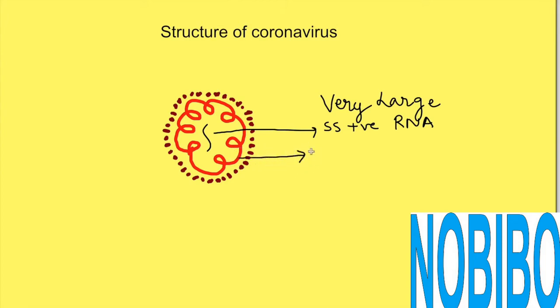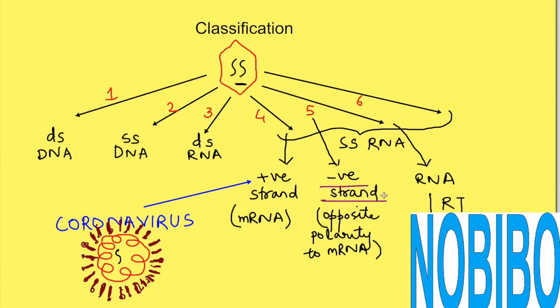Secondly, the nucleocapsid of the coronavirus has helical symmetry. Now, this is an exception since helical symmetry is generally present in negative strand RNA viruses, that is, in the fifth class, while positive strand RNA viruses generally have icosahedral symmetry. So, that is also one unique feature of coronavirus.